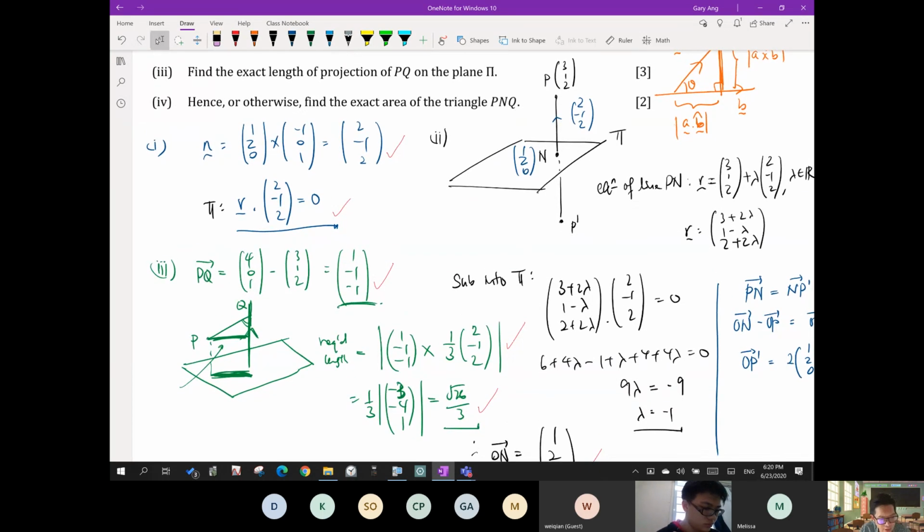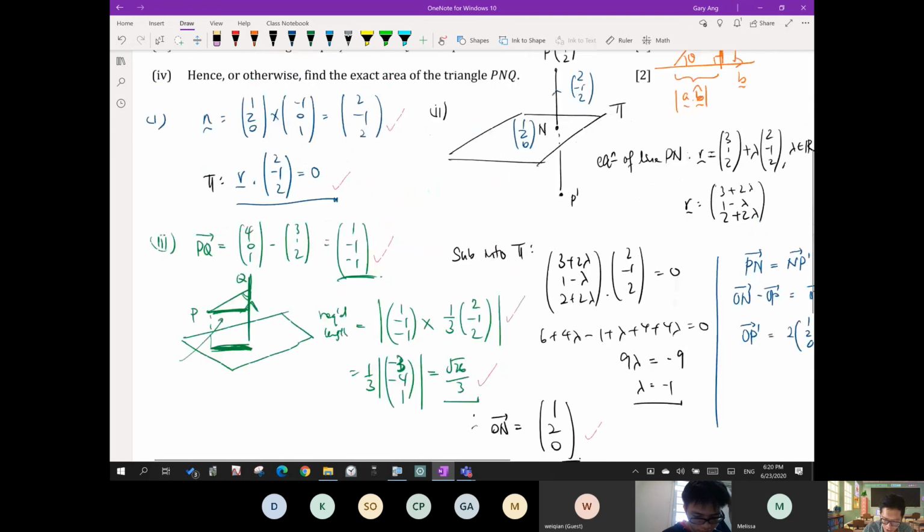All right, last one, hence or otherwise. Of course, we use hence, right? Hence usually means it's the faster way to do things. So hence, find the exact area of the triangle PNQ. Where's PNQ? Oh, okay, I have no idea what they're talking about. But anyway, you know what?